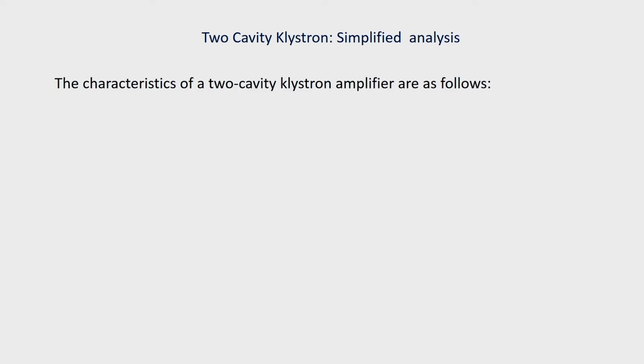So, because of this energy transfer from the electrons to the field in the second cavity, the field in the second cavity grows and amplification of the signal is possible. Let us now discuss some features of the two cavity klystron, and also do some simplified analysis of this type of klystron device. The main characteristics of a two cavity klystron amplifier are as follows. Its efficiency is of the order of 40%.